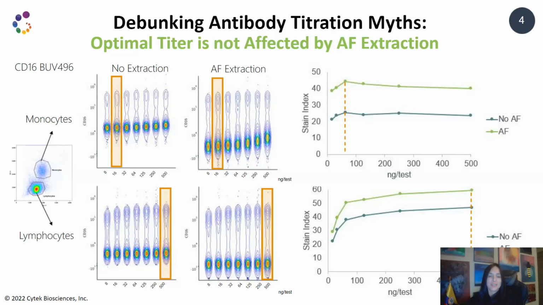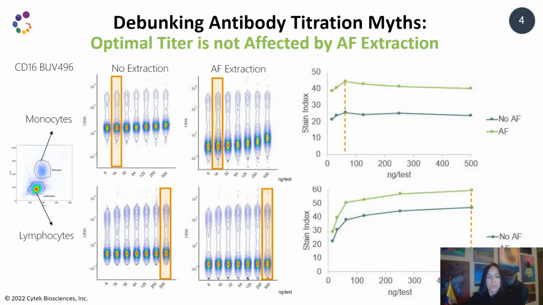Now, if we look at lymphocytes, less autofluorescence, but still high levels on BUV496. So we see those negatives on the lower left plot a little bit higher, not right around 0. Once that's extracted, we see on the right the negatives lower, which translates in the plot into higher stain index, better resolution, but once again, the titer was the same.